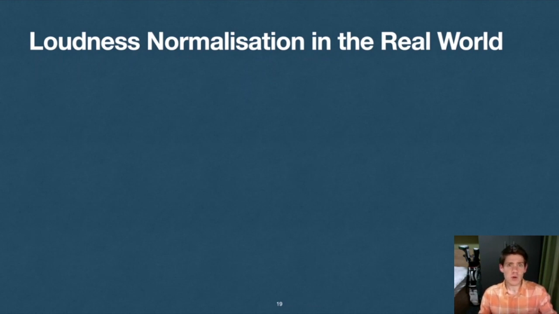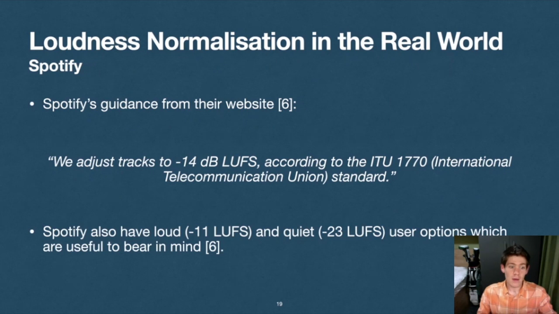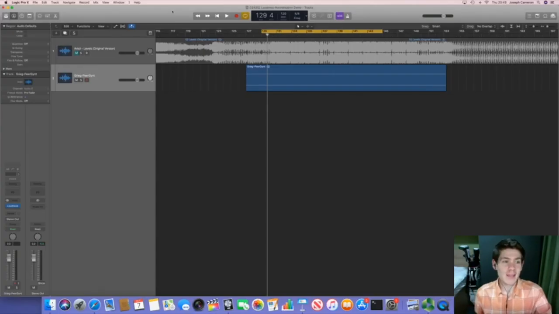Now let's see what would actually happen to that in the real world. For Spotify, the guidance from their website is that we adjust tracks to minus 14 dB LUFS. And they also have a loud option at minus 11 LUFS and a quiet option at minus 23 LUFS. So let's go back into Logic and normalize our tracks. Here we are back in Logic, and now if we want to replicate Spotify's loudness normalization, we have to remember that 1 LU equals 1 dB.